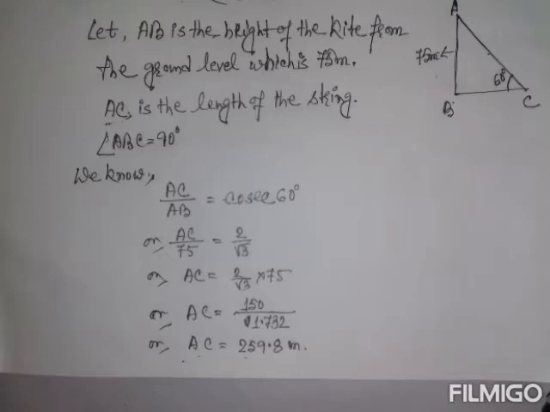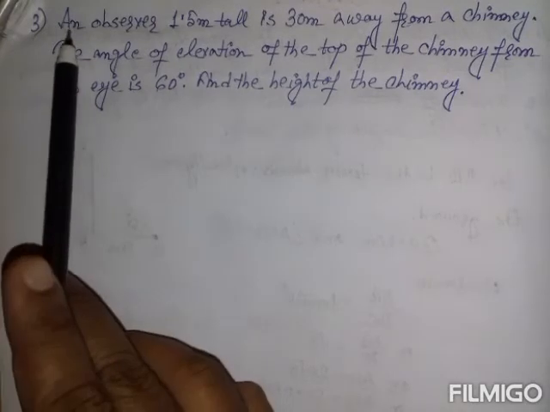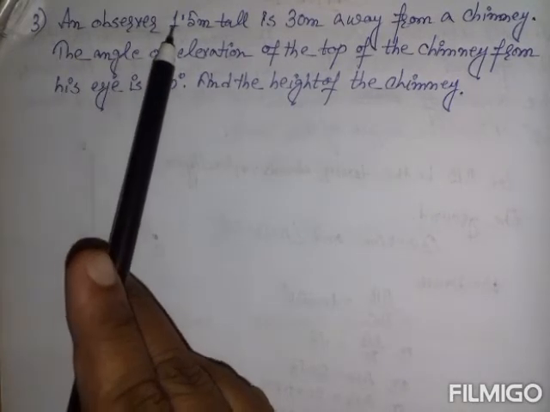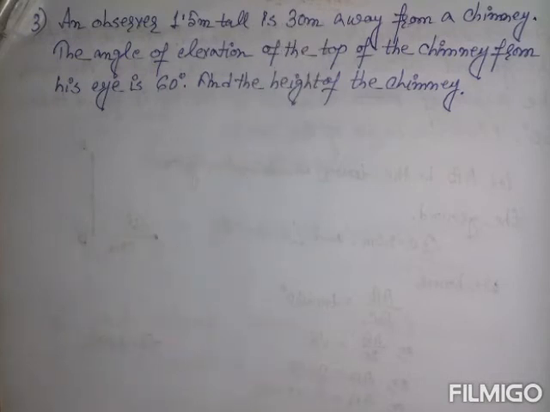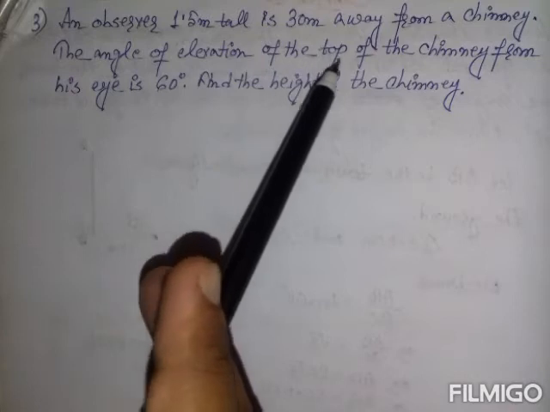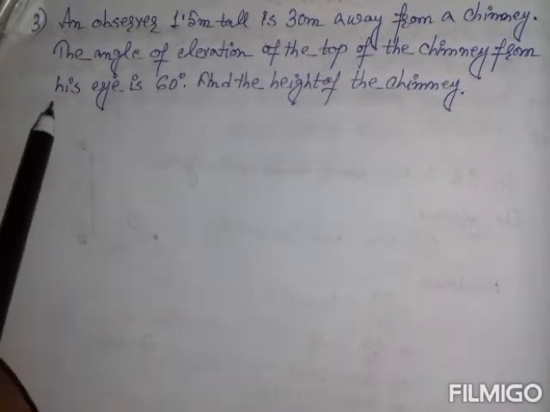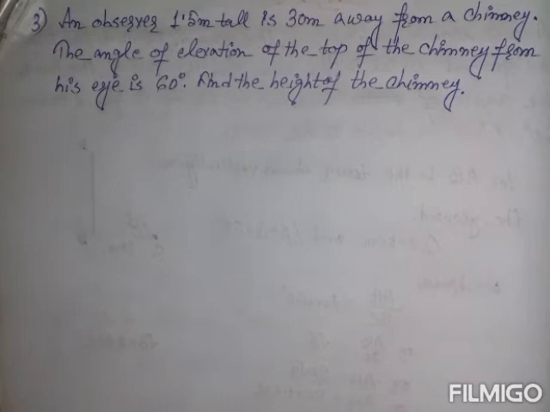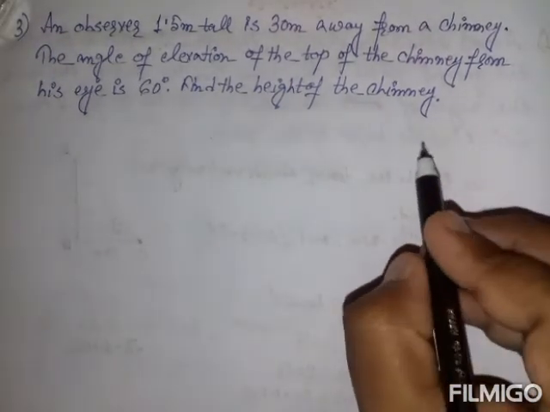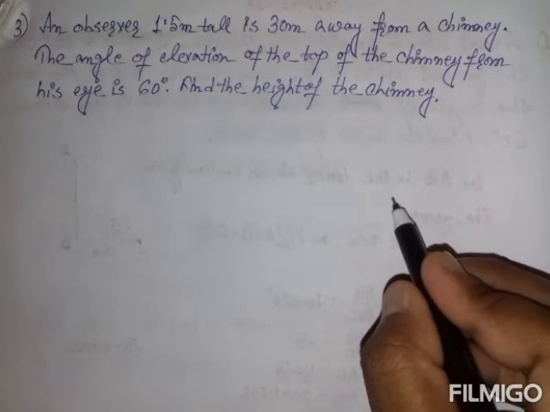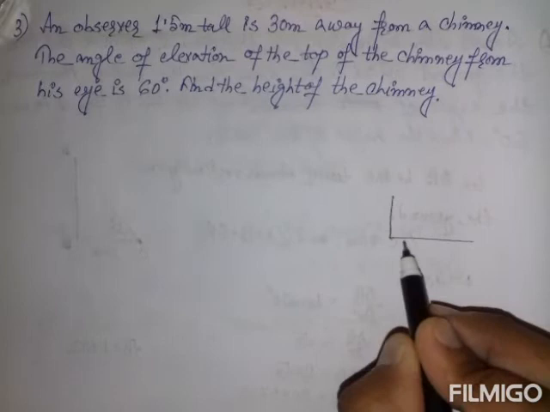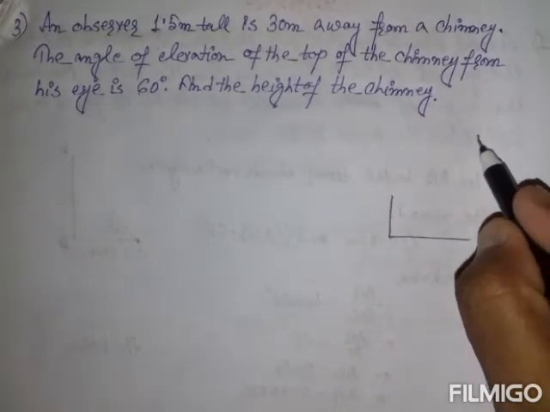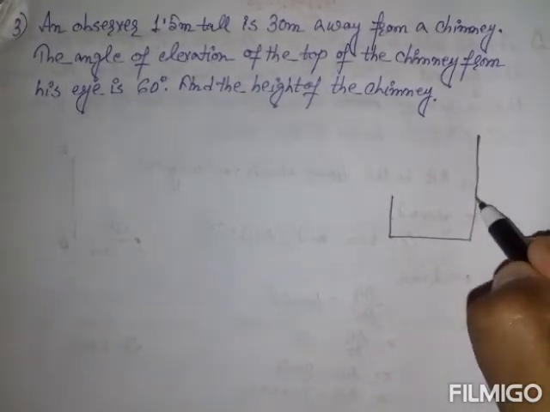Now we can go for number 3. Now number 3. Here is an observer of 1.5 meter tall, 30 meter away from a chimney. The angle of elevation of the top of the chimney from his eye is 60 degree. Find the height of the chimney. So we can draw like this. This is the height of the observer from the ground level. This is the height of the chimney.